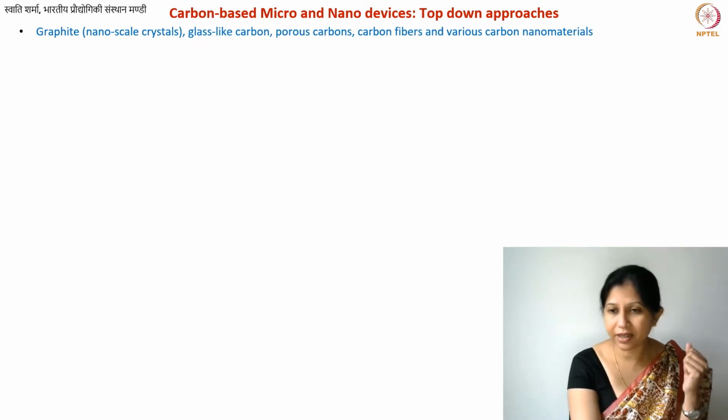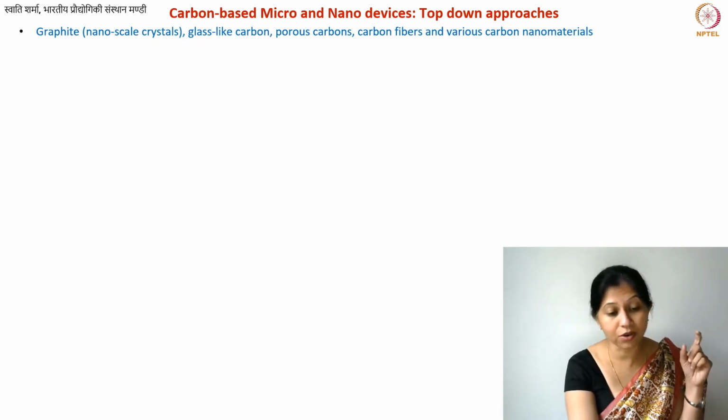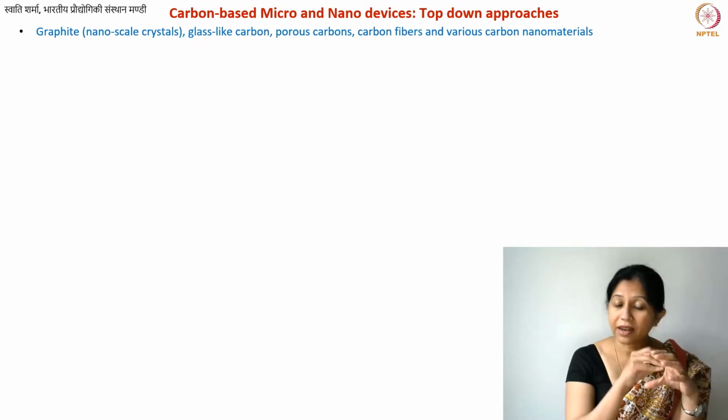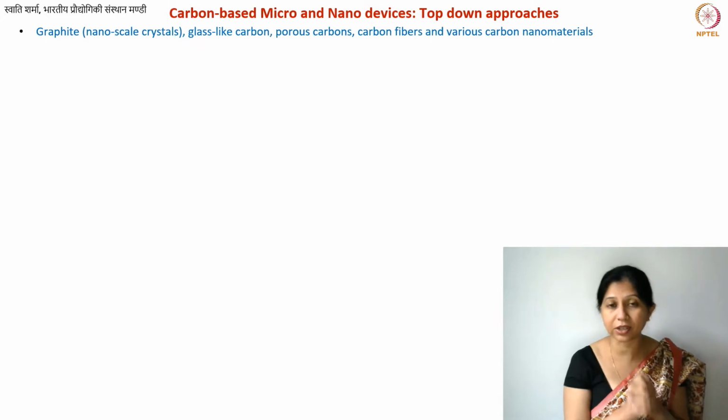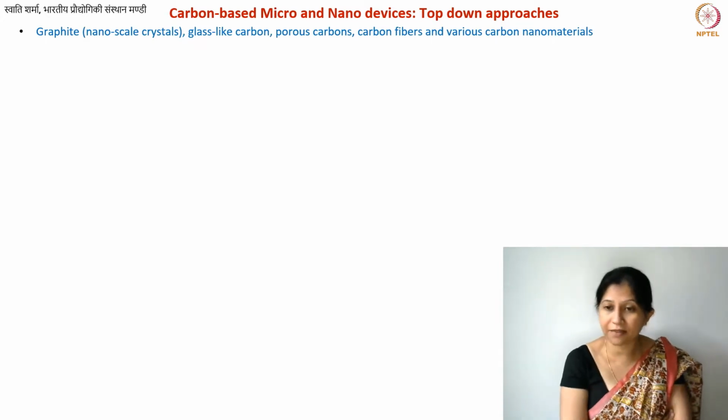Then you also have fullerenes that are embedded inside a carbon nanotube. These are called peapod structures. So there are still many structures that we did not discuss, but we have discussed some primary structures. So nanoscale materials, definitely.